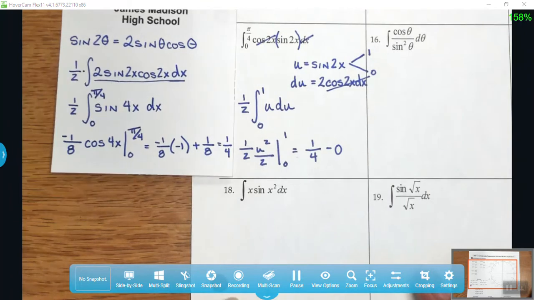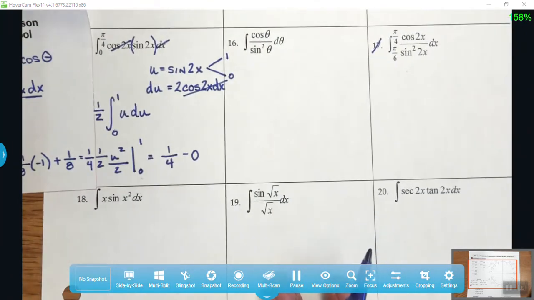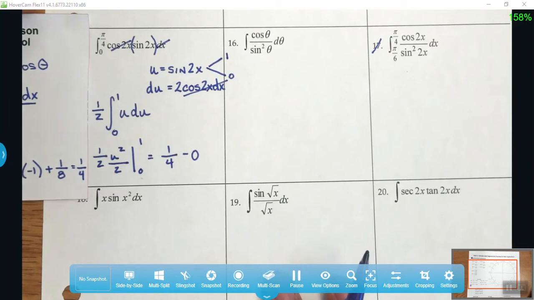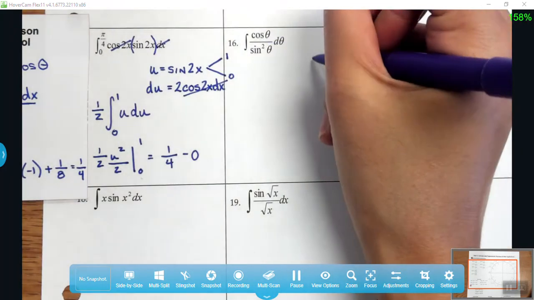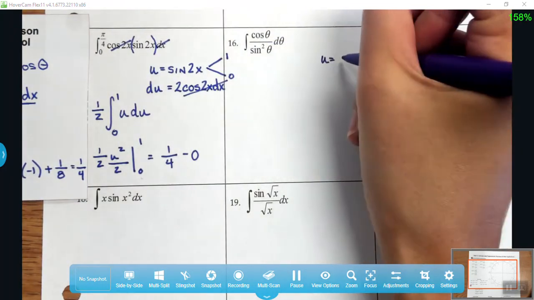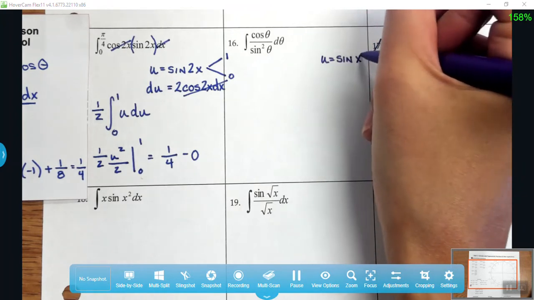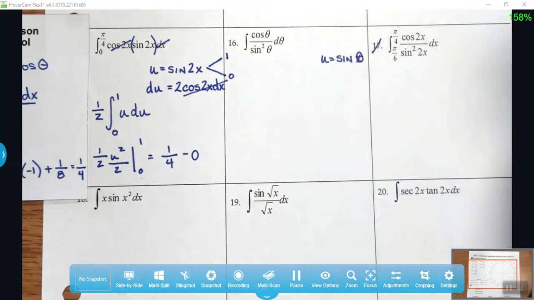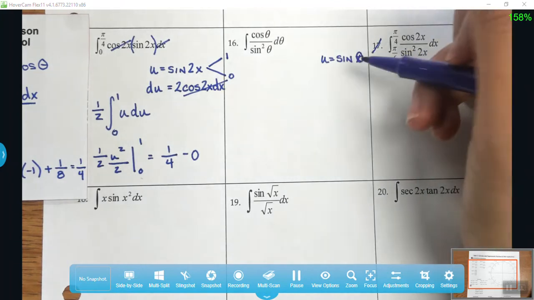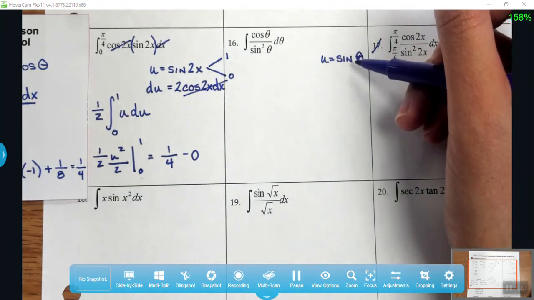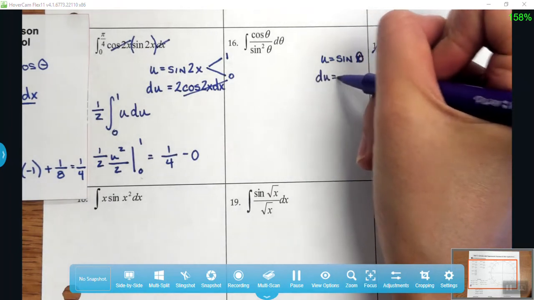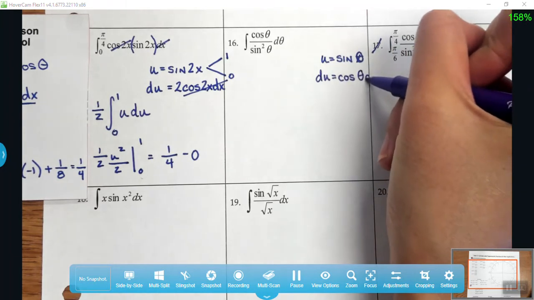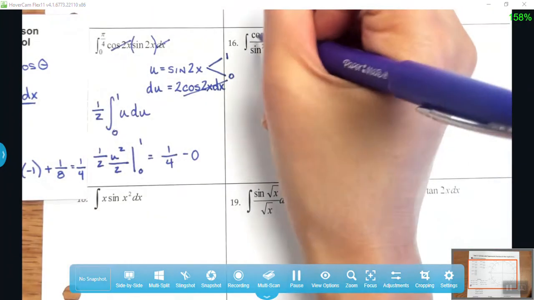Okay, let's try 16. There's 2 ways to do this one as well. What's the first? Give me a way. Okay, u equals sine x. I can't do sine squared because the derivative of that wouldn't be there. But the derivative of sine is there. So du is cosine theta d theta. That cancels completely with that one.